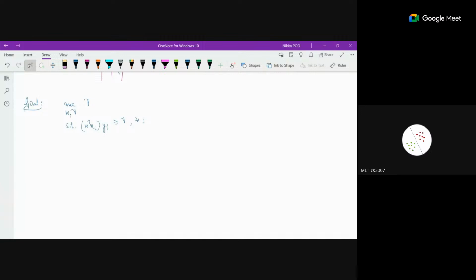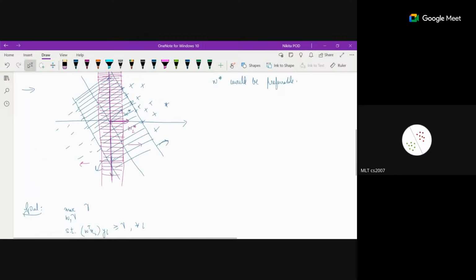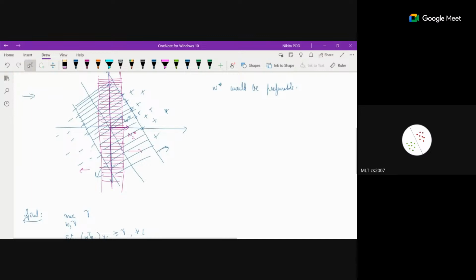So what will happen is, the problem in this formulation is that if we solve this, let's look at this figure itself. Let's say this is my set of all xi's for which w star transpose xi is equal to some value. Let's say it was 5. So w star transpose xi is equal to 5.